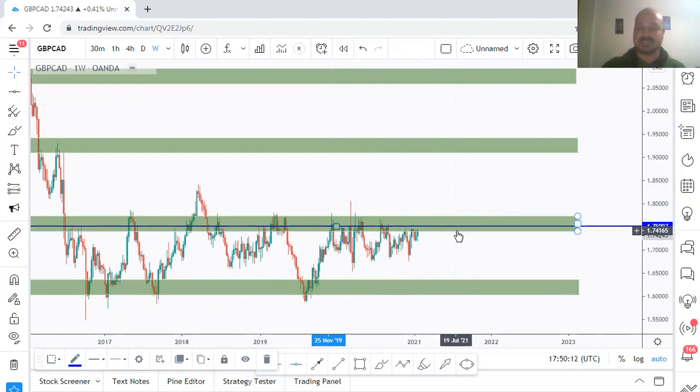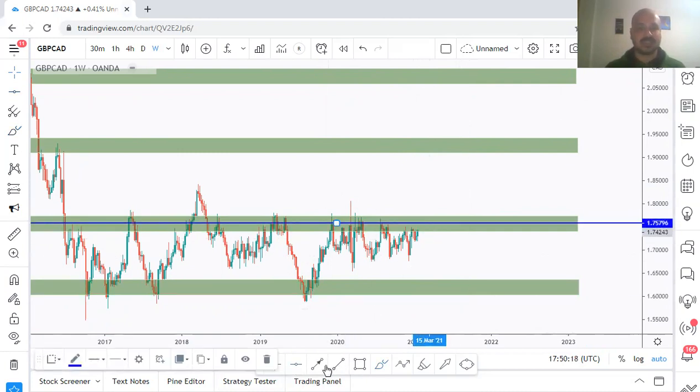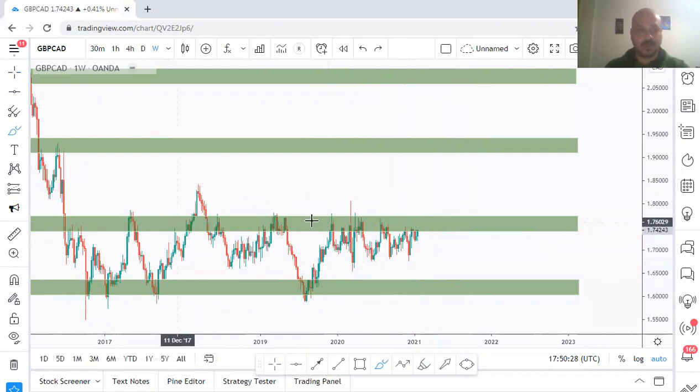Because price can undershoot it and you will miss the trade. For example, if you draw it like this, price can undershoot it and not touch it, or even price can overshoot it before going down. So always draw your support and resistance as zones on your chart.